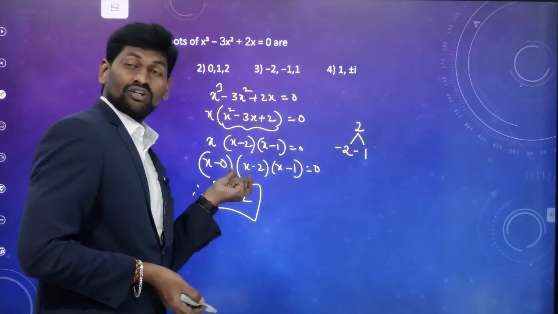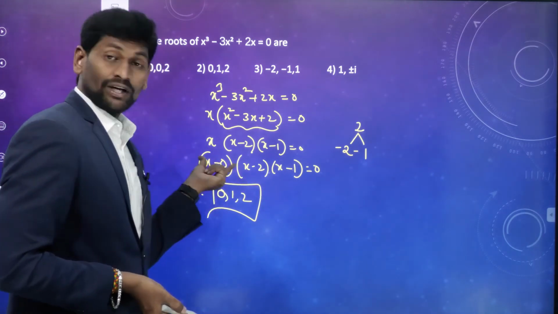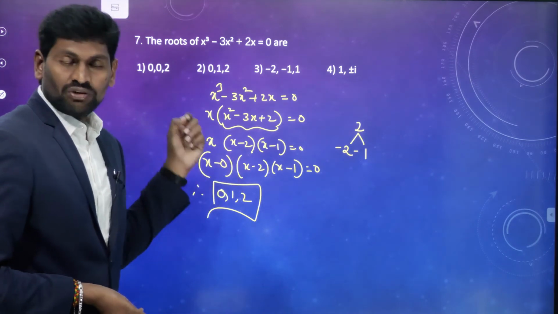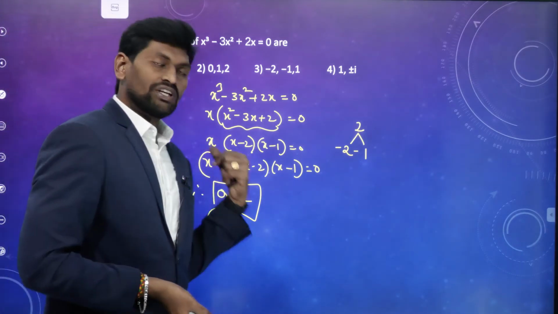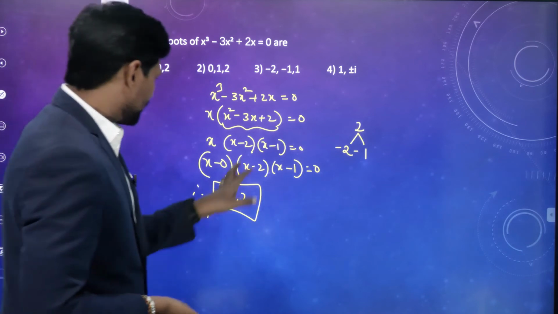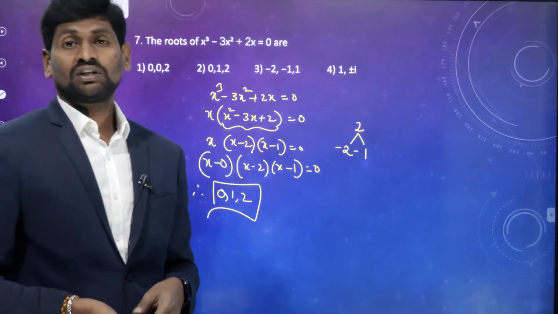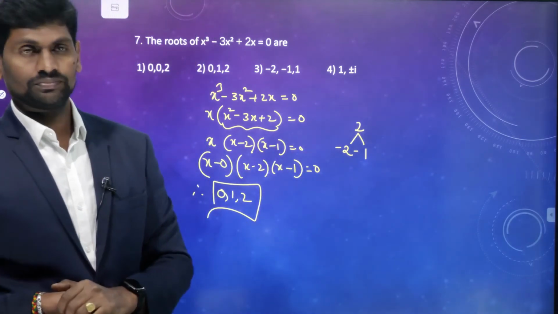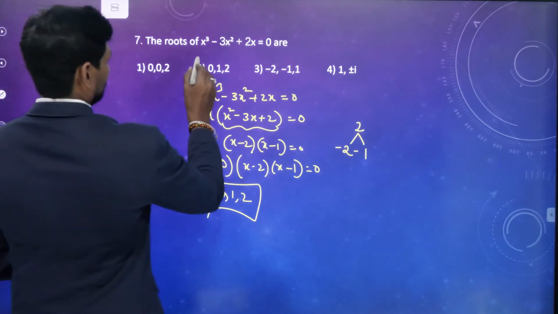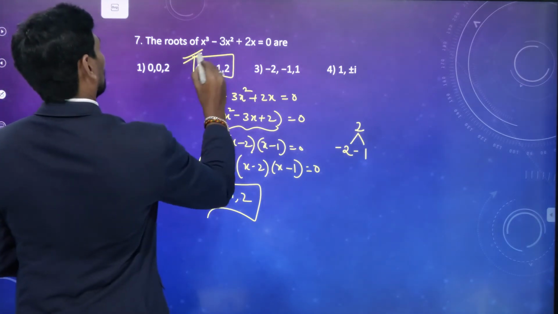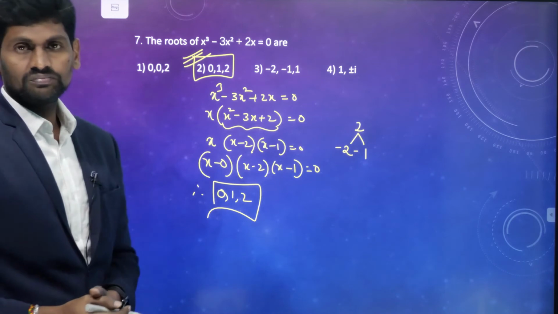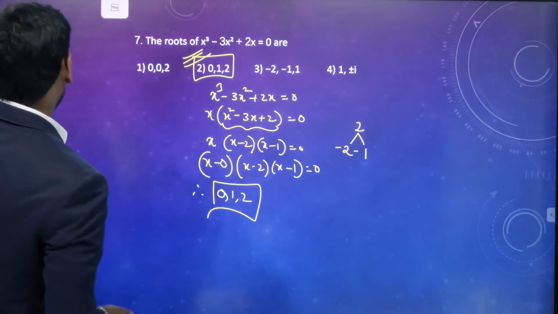If x minus 0 is a factor, 0 will be the root. X minus 2 is a factor, 2 is a root. X minus 1 is a factor, 1 is a root, from the factor theorem. Second option.